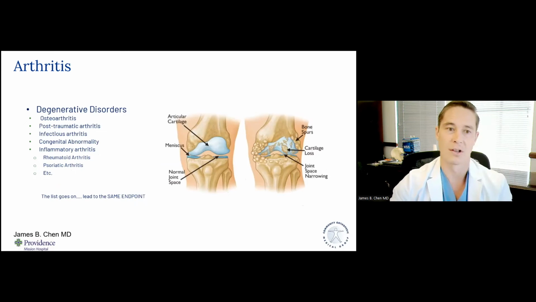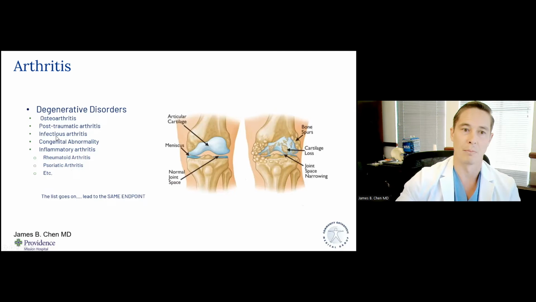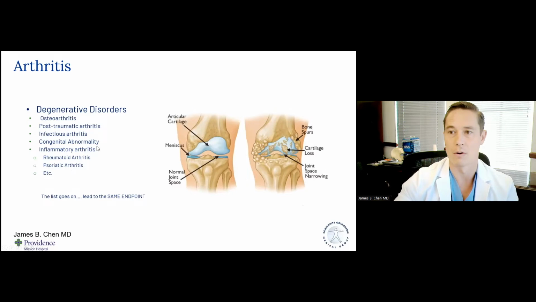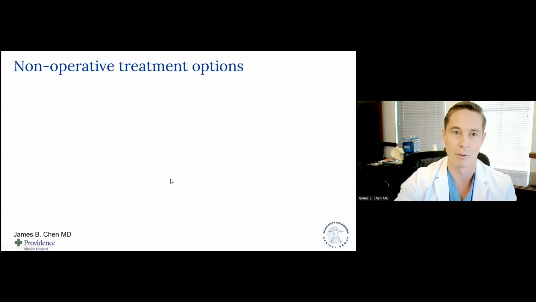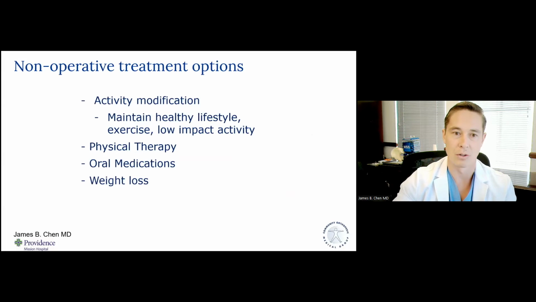There are many other conditions that lead to it, so not just arthritis. These are just some examples here. Previous infections, and some people are just born with less cartilage and are more prone to these degenerative changes. Inflammation, so certain inflammatory conditions such as rheumatoid arthritis and psoriatic arthritis, all lead to the same mechanism of wearing away the cushion of the knee until you get bone-on-bone arthritis. So they all lead to the same endpoint. And so the treatments for a lot of them, since you're dealing with the same endpoint, are fairly similar.